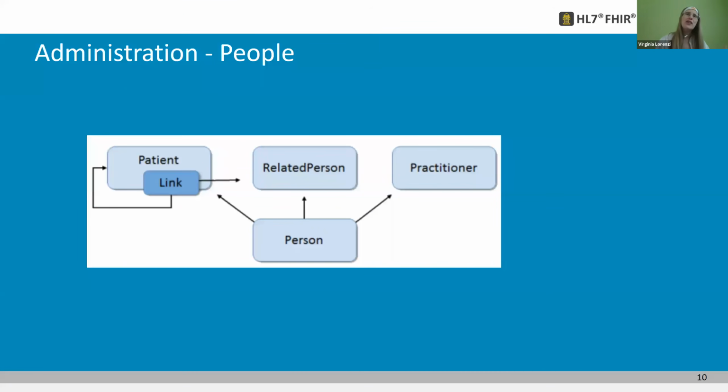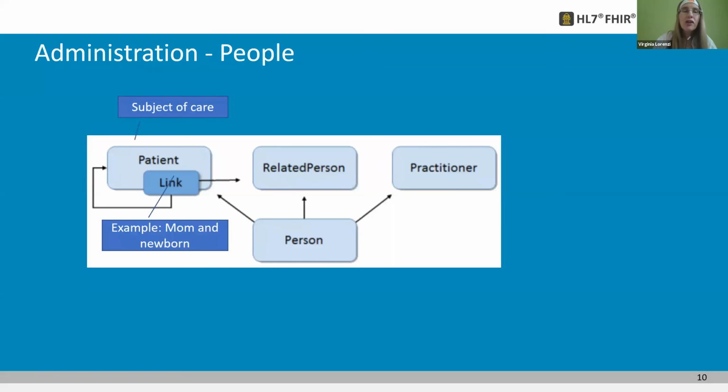So now let's move into administration. And a really important part of any interoperability we do in healthcare is the people in healthcare, people and entities. So we can think of patients, and patients can be linked to other patients. The patient is our subject of care. And then the linkage is when there is some reason why two patients are linked together, like a mother who just had a baby is linked to the newborn.